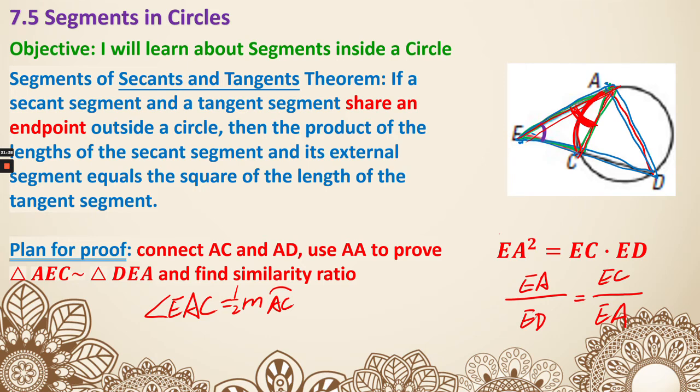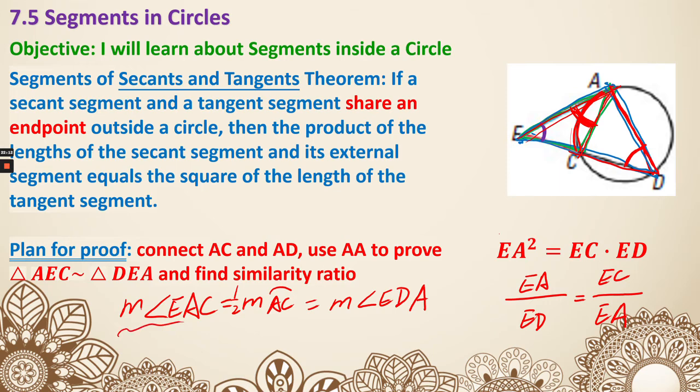And if you look carefully, arc AC is actually facing this angle right here, which means that angle is also half of the measurement of arc AC. So that is the same measure as EDA, which is right here. EDA is in the second triangle and EAC is the first triangle. So they are connected by this arc AC because they're both half of the measurement of arc AC.